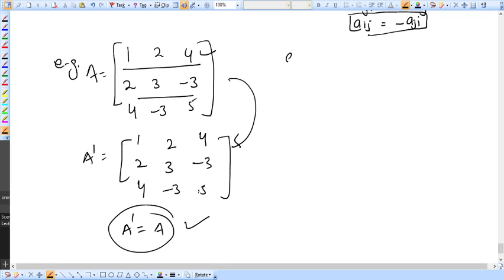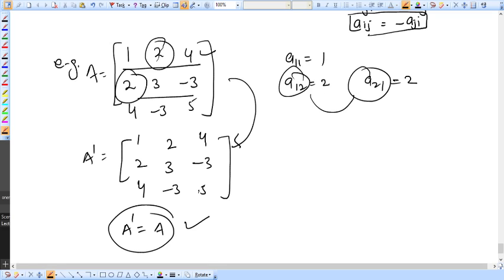Also you see here, a12 is equal to 2, and a21, this was a12, and this is a21, both are the same, so a21 is equal to 2. This is equal. So this is the property of a symmetric matrix, that is aij and aji are equal in case of a symmetric matrix.